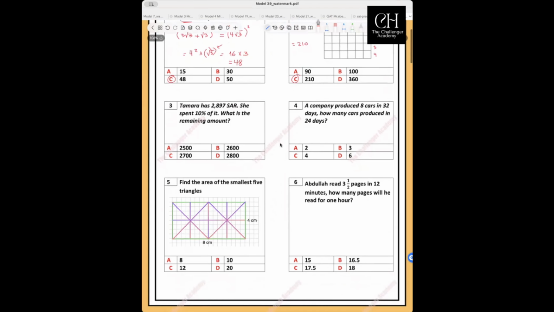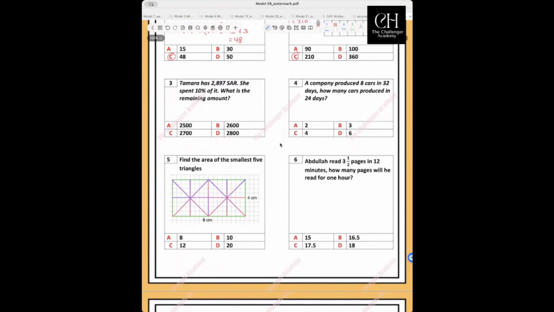Let's move to the next question. Question 3. Tamara has 2,897 reals. She spent 10% of it. What is the remaining amount? You know that you can round this number or estimate this number. 2,897 is 2,900, like this.